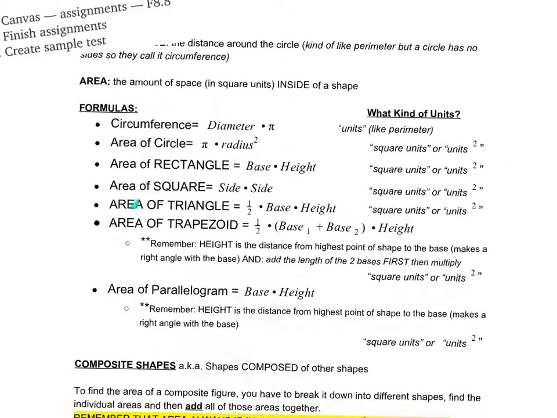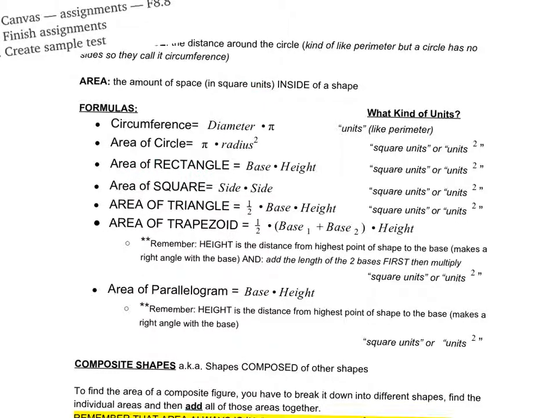All of these formulas are formulas that you need to make sure that you recognize. Circumference, diameter times pi. Area of a circle is pi times the radius squared, where the very first thing you do is square the radius and then multiply by pi. For the test, you're going to use 3.14 for pi. You're not going to have to worry about using the pi button. You're just going to use 3.14, and then you're going to round to the nearest tenth.